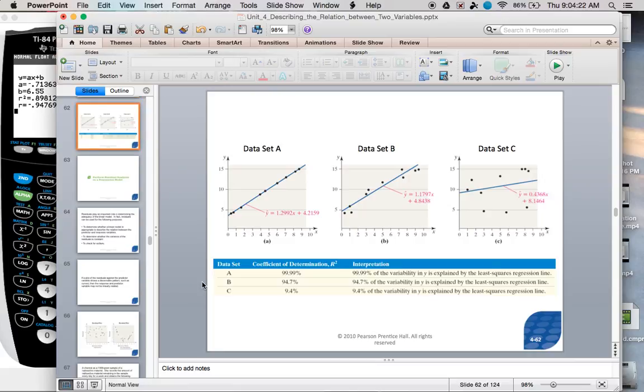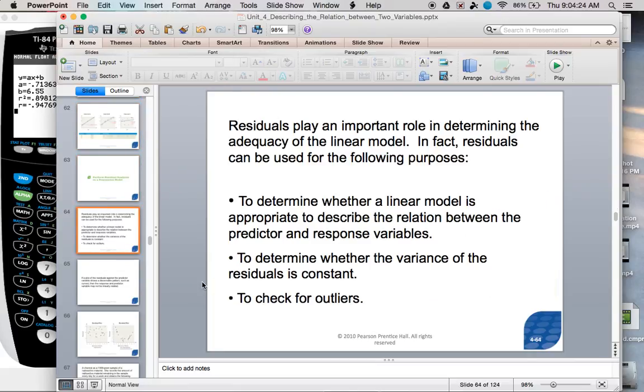Some more examples. Okay, so these play an important role in determining the adequacy of the linear model. In fact, residuals can be used for the following purposes: to determine whether a linear model is appropriate to describe the relationship between the predictor and the response variables.